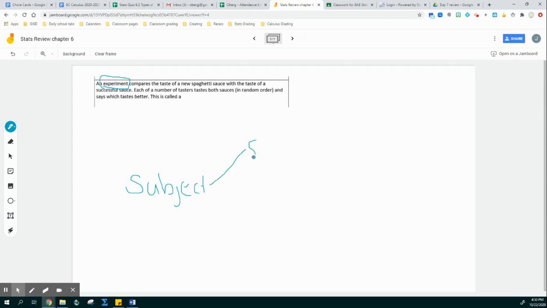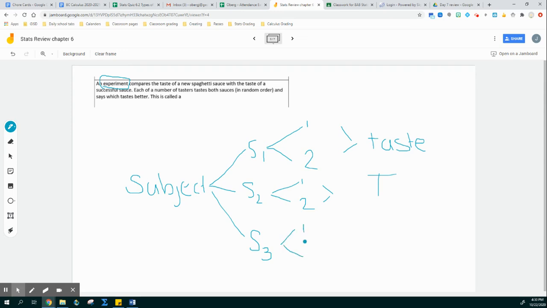And I'm going to look at subject 1. Subject 1 is going to taste sauce 1 and sauce 2, and then look at my taste. And then subject 2 is going to taste sauce 1 and sauce 2, and then compare the taste. And then subject 3 is going to taste sauce 1, sauce 2, and then we're going to compare the taste. So I've got to decide what kind of experiment this is.